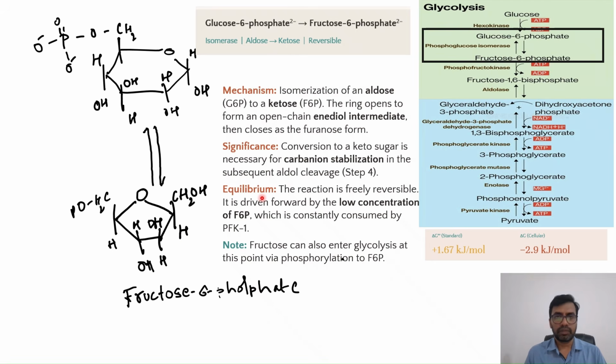Now, this particular step is very necessary because down the steps, fructose 6-phosphate will get converted into fructose 1,6-bisphosphate, and then it can be properly cleaved into equal halves to generate two 3-carbon sugars. Also, fructose can form carbanion stabilization. That is very important during the breakage of this 6-carbon compound into 3-carbon compounds.